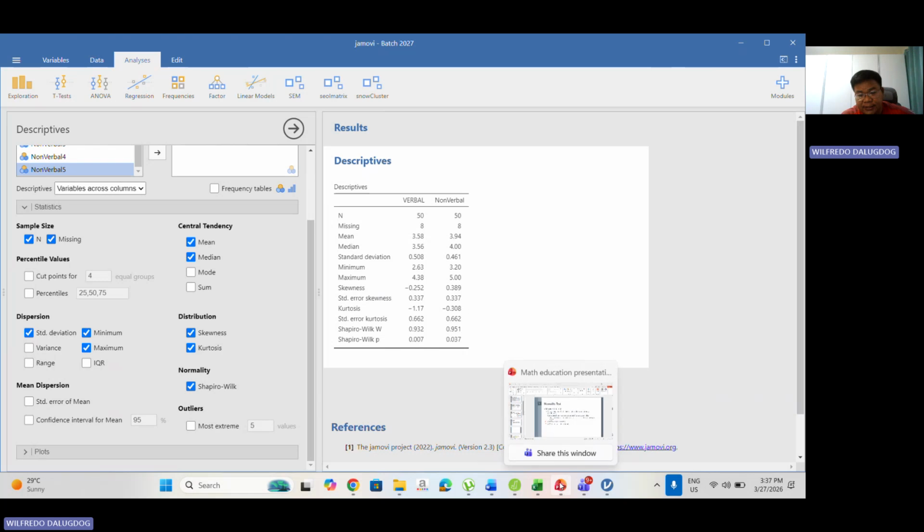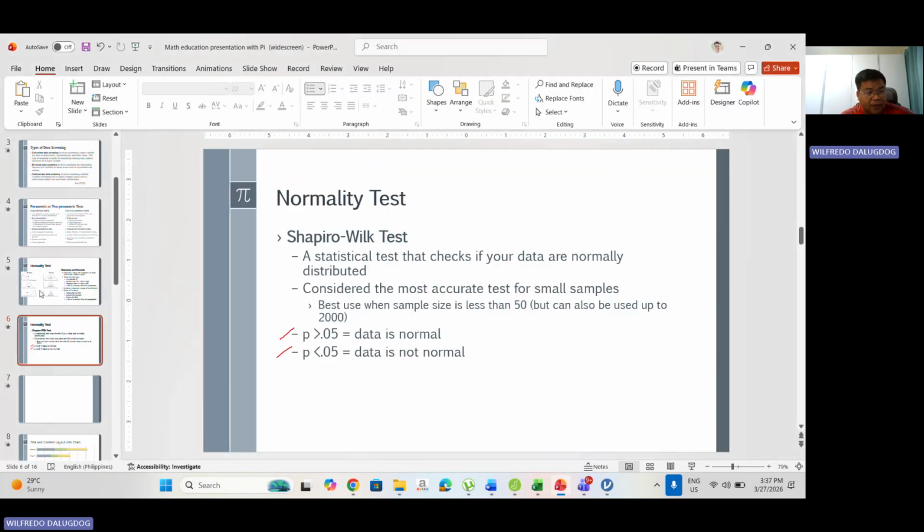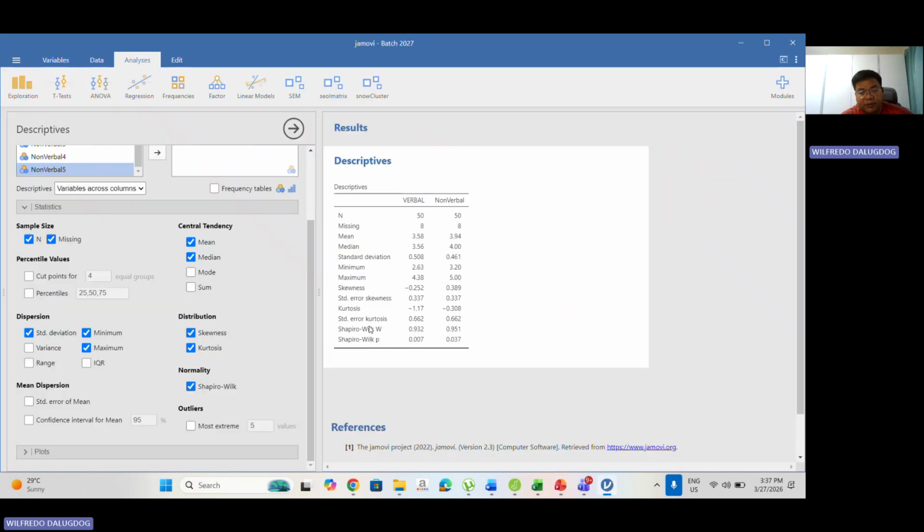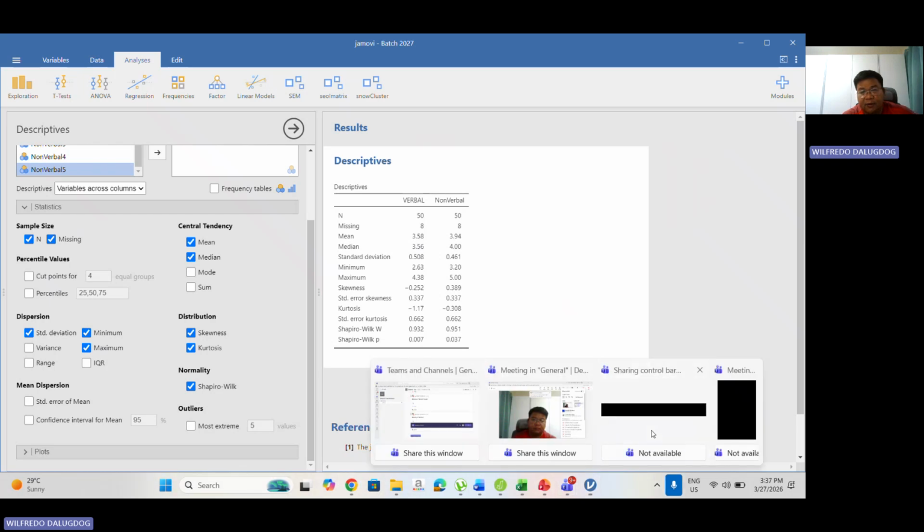In that sense, you can now decide that the test suitable for that data is a non-parametric test. Again, since the Jamovi result of Shapiro-Wilk p-value is less than 0.05, basically that is not normal distribution.